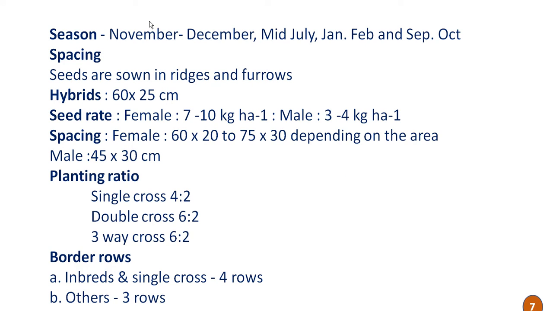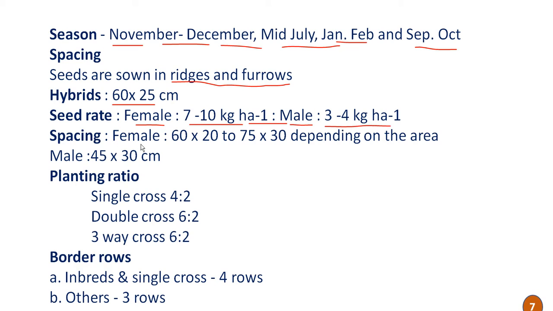Season: hybrid seed can be produced in November to December, mid July, then January, February, and September, October. So throughout the year we can produce the hybrid seed in case of maize. Spacing: the seeds are sown in the ridge furrow, and spacing for hybrid is 60 into 25 centimeter. Seed rate in case of female is 7 to 10 kg per hectare, while in case of male it is 3 to 4 kg per hectare.